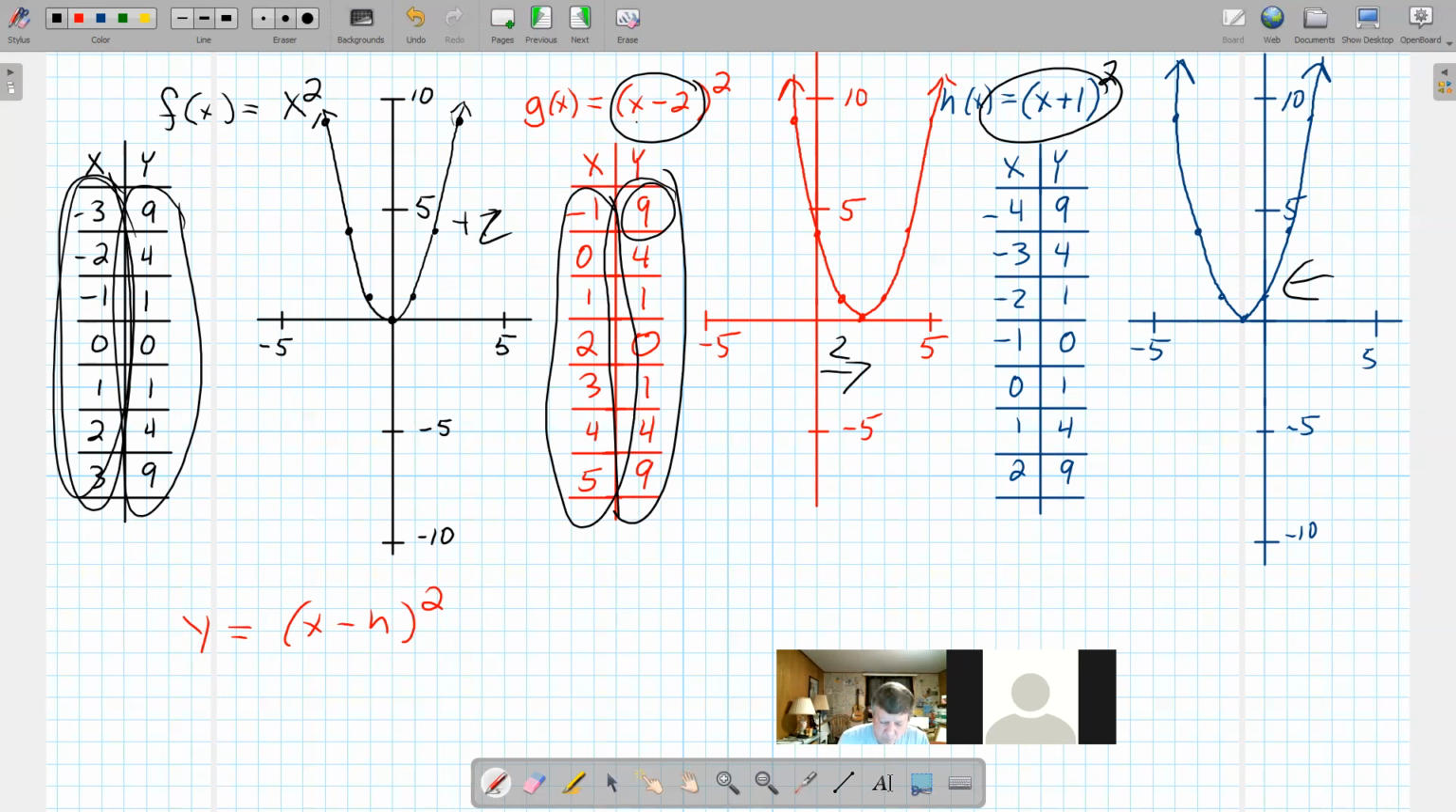So now, where is the vertex here? It's at 0, 0. Here it's at 2, 0. And here it's at negative 1, 0. Okay? Any questions yet? All right.